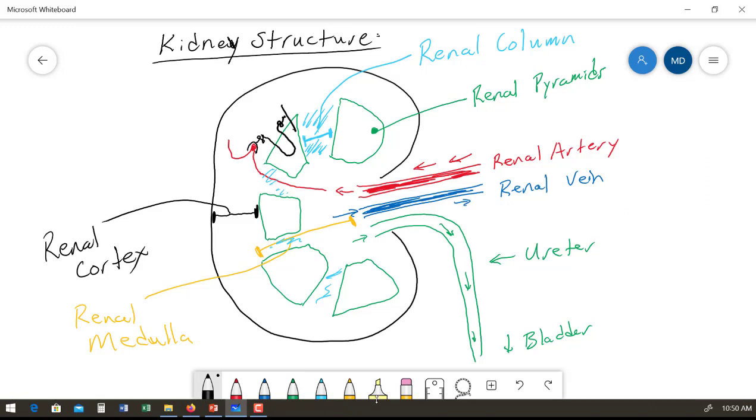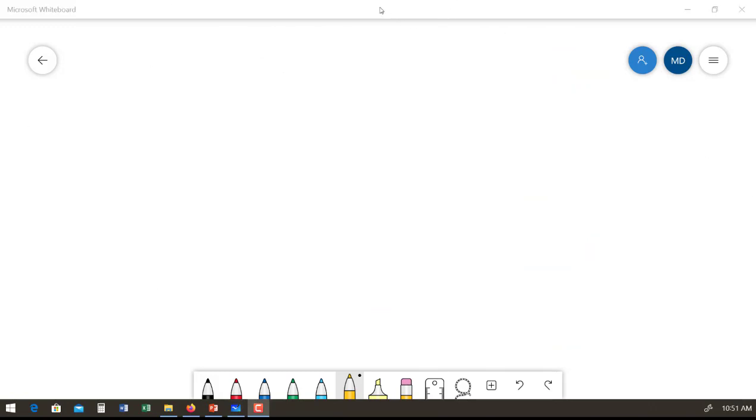So let's go ahead and label this. I'm going to do my yellow color again. So this entire structure here, this black structure that I've drawn, this is a nephron. And this is the functional unit really within the kidney that does filtration. All right, so now let's go ahead and take a look at the structure of a nephron. Go back to my black pen.